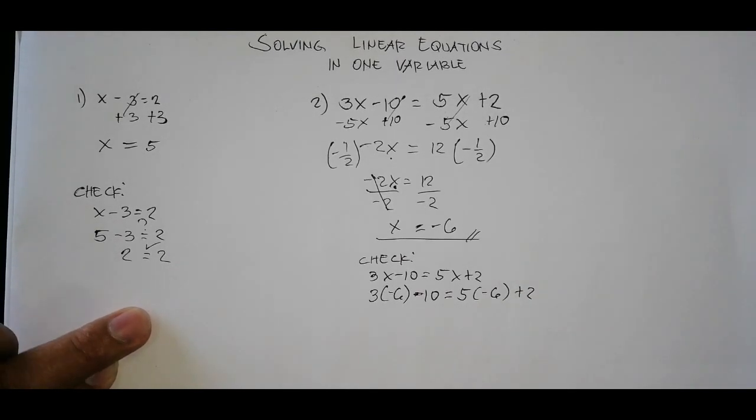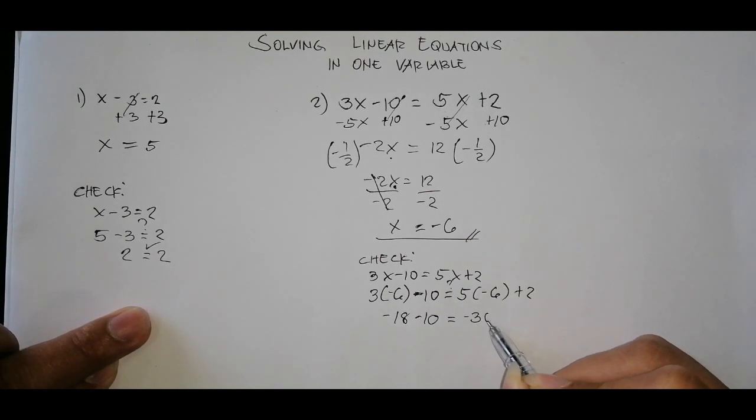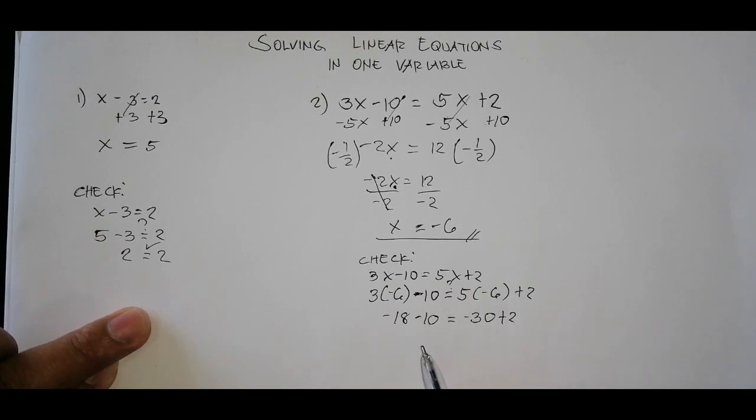2. Okay, so 3 times negative 6, that would be negative 18 minus 10 equal to 5 times negative 6, that would be negative 30 plus 2. Okay, so negative 18 minus 10, again, rule of subtracting integers. So we're going to change the sign of our subtrahend, then proceed to addition. Okay, so in that case, we have negative 18 plus negative 10.